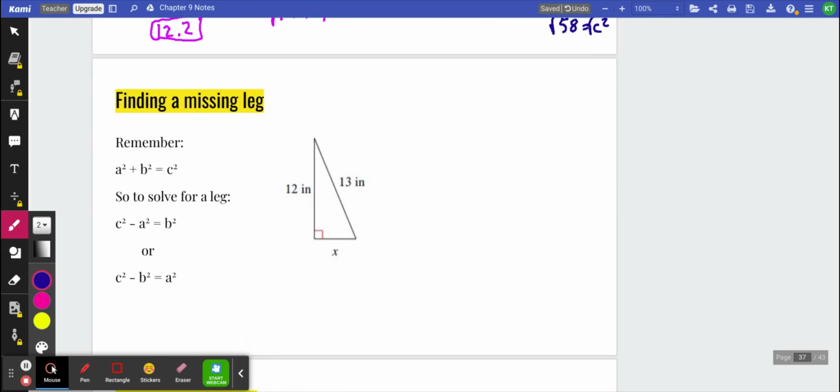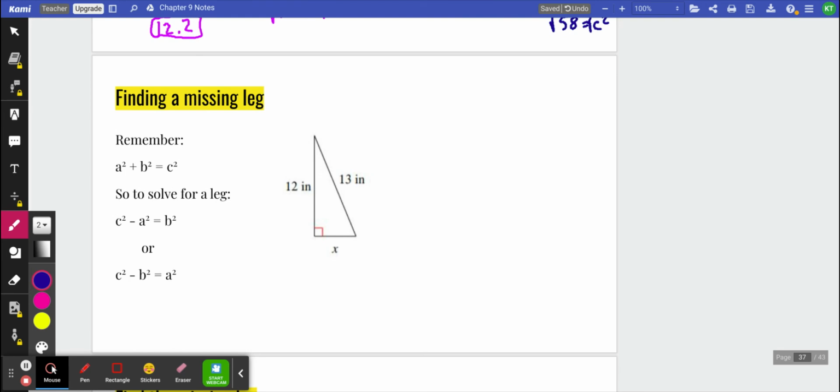All right, so finding a missing leg, meaning we have the hypotenuse, we have another leg, and we're going to find the missing other leg. To do that, remember it's going to be smaller than the hypotenuse. And here's my Pythagorean theorem. Let me go over here so you can see where these come from.